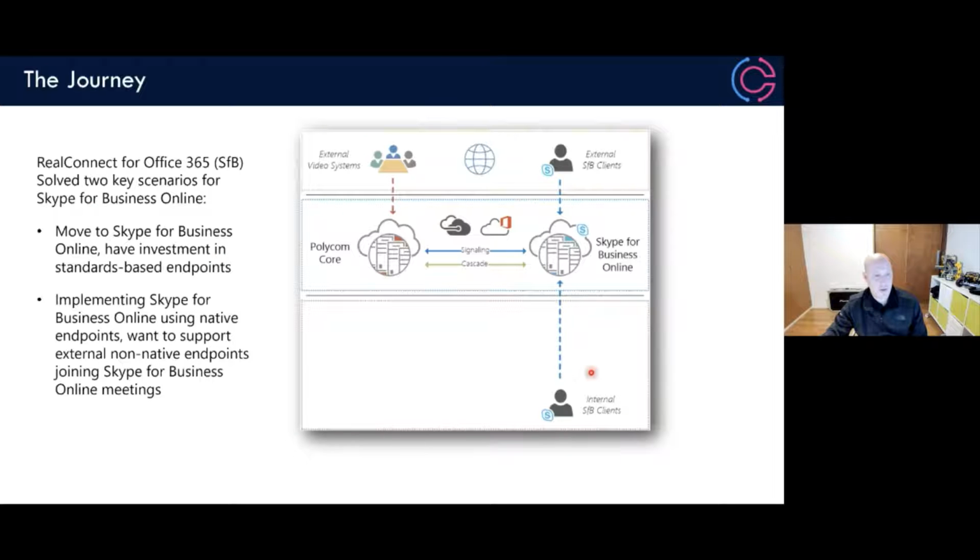The other thing it also solved was if I didn't have any standards-based endpoints, if I was using either just standard Skype for Business users inside my organization, or I was using things like Lync Room Systems, this could still be useful to deploy in that I still want external video conferencing systems to be able to get into my Skype for Business Online meetings. So even if I didn't have Polycom Group or Cisco endpoints or anything else inside my organization, and I didn't really care about making sure internal endpoints could join my Skype for Business Online meetings, there was still a benefit to having this solution in place.